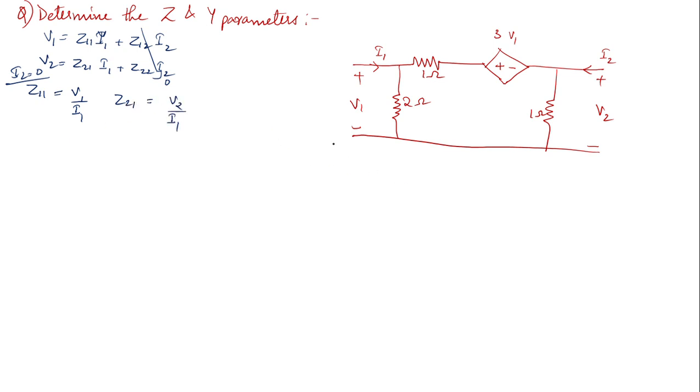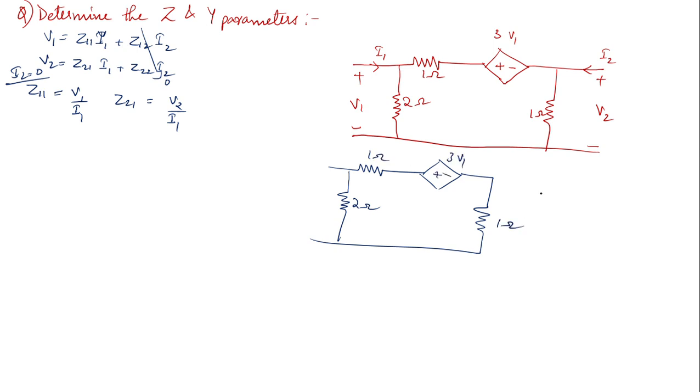So I will just redraw the circuit over here. Actually, there isn't much difference in the circuit because you are putting a current equal to 0. You are just going to remove the terminals which are present over there. So you have the 2 ohm, 1 ohm, 3V1, 1 ohm, and your V2 is present over here. You have your I1 current, and this is V1.